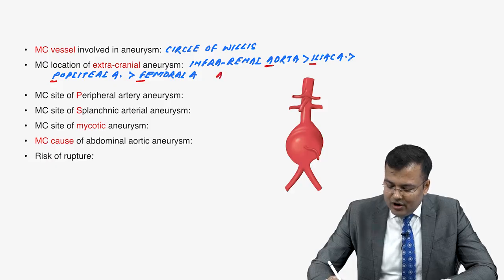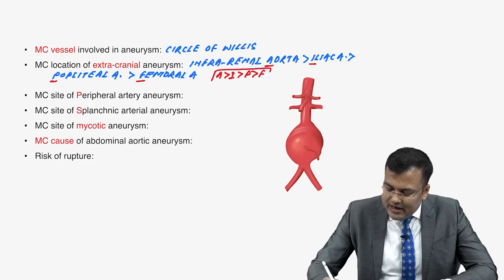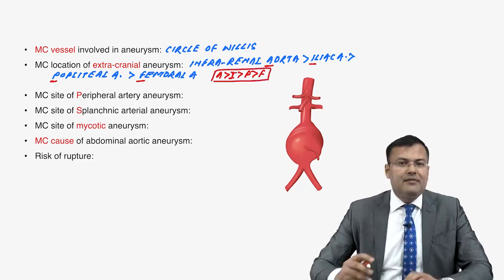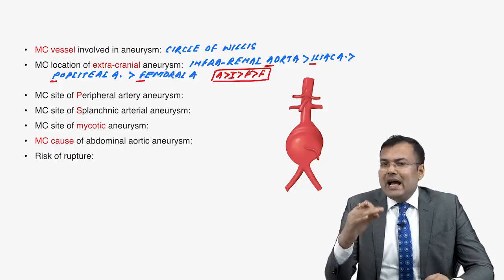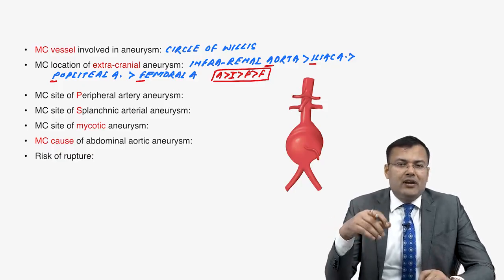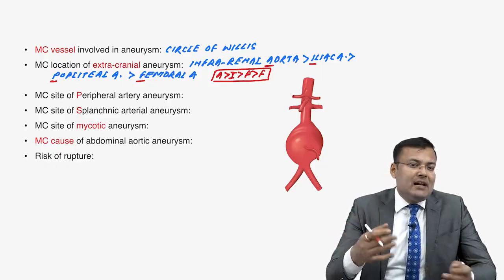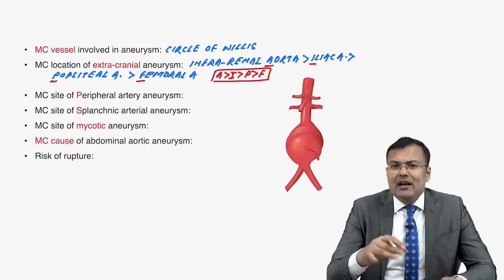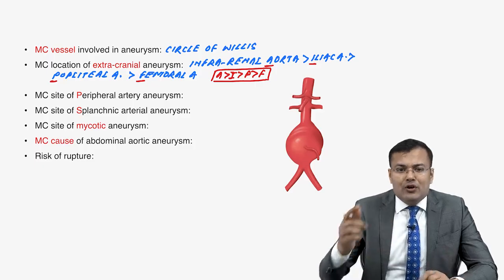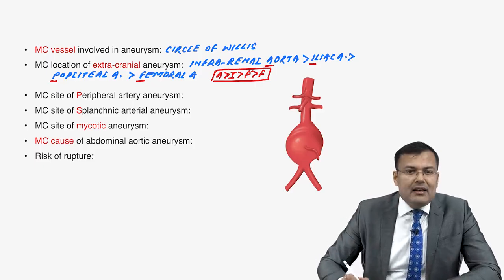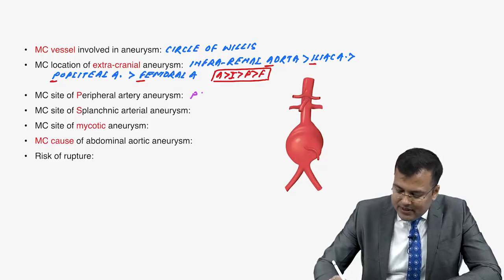So the mnemonic is All India Police Force, AIPF. Next, there is another answer hidden in this mnemonic. Can you tell me what is the most common site of peripheral arterial aneurysm? Peripheral, and that artery also starts with P. Popliteal. So the most common site of peripheral arterial aneurysm is the popliteal artery.